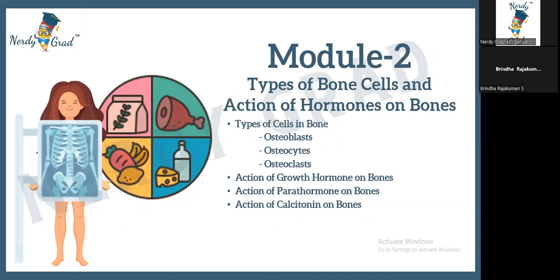In module 2, types of bone cells and action of hormones on bones. Here we'll be dealing with types of cells in bone that include osteoblasts, osteocytes, and osteoclasts. And then we'll be looking at the role of each hormone on bones, which includes the action of growth hormone on bones, action of parathyroid hormone on bones, and the action of calcitonin on bones.